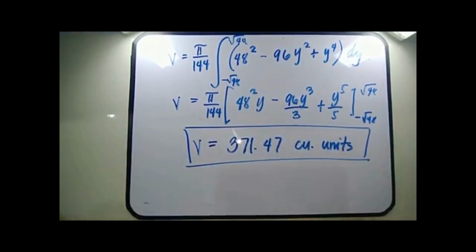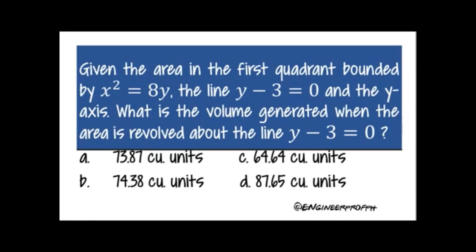So, next problem, guys. The formula you will use, guys, depends on the figure. You cannot just pick a formula randomly. It depends on what our figure looks like. So, you have this problem. Second problem: given the area in the first quadrant bounded by x squared equals 8y, the line x minus 3 equals 0, and the y-axis, what is the volume generated when the area is revolved about the line y minus 3 equals 0?